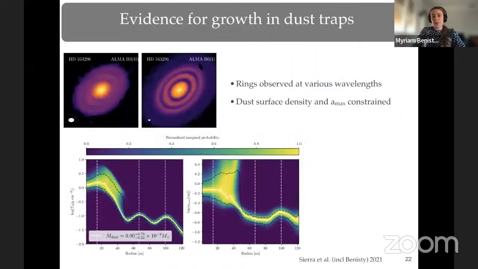Now, the same disk was observed at two different wavelengths with ALMA, at 3 millimeter and 1 millimeter. And by looking at two different wavelengths, we are able to constrain the dust size distribution. And Aníbal Sierra did this beautiful work where he constrained for this disk the surface density of the dust radially, but also specifically for this purpose, the maximum grain size. And what he found is that the maximum grain size in the second ring is higher than in the first ring, which indicates that there could be ongoing growth of grains in this second ring. And that's the one for which we have evidence that it is a dust trap.